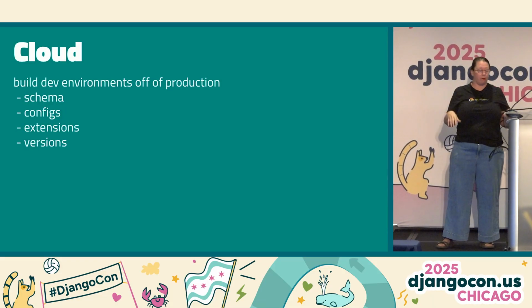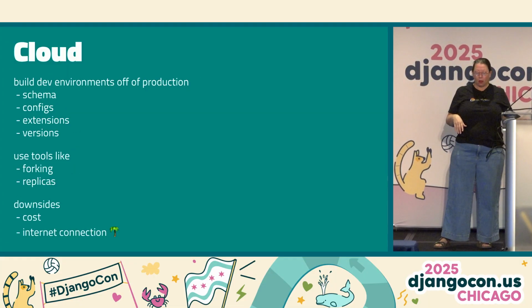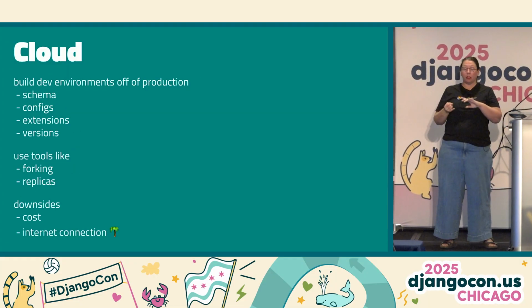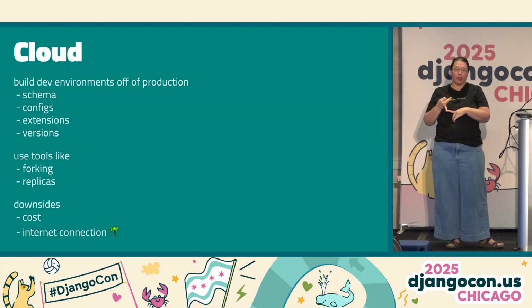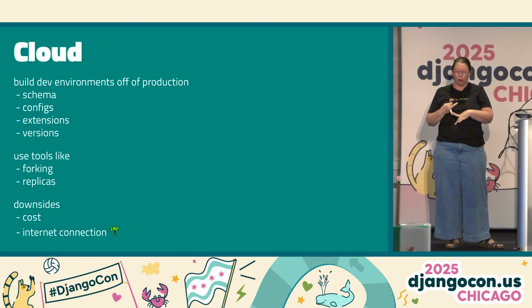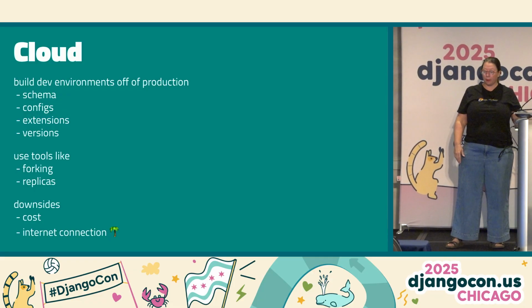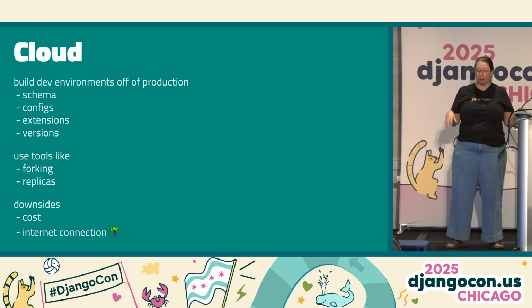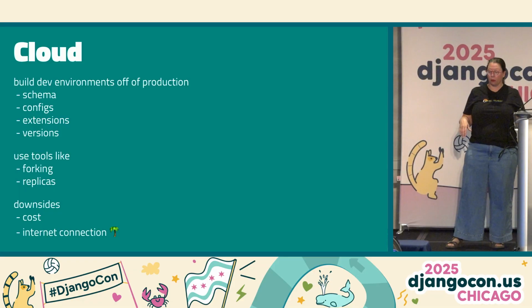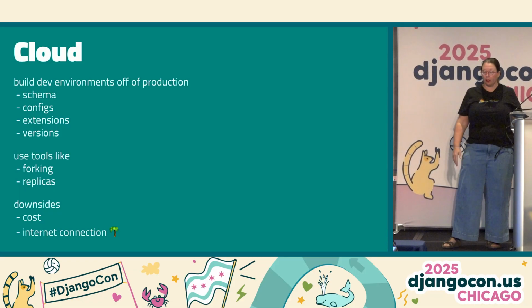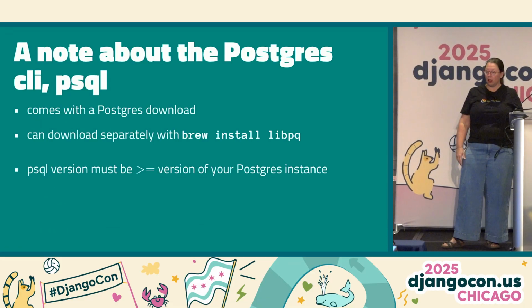Work has been done to make that all work. And you can use tools like you can fork a database in the cloud. You can use a replica. And then you can make your own database. So the downside to these cloud environments is the cost, right? You're paying somebody to do that, and then you need an internet connection, which can be annoying.